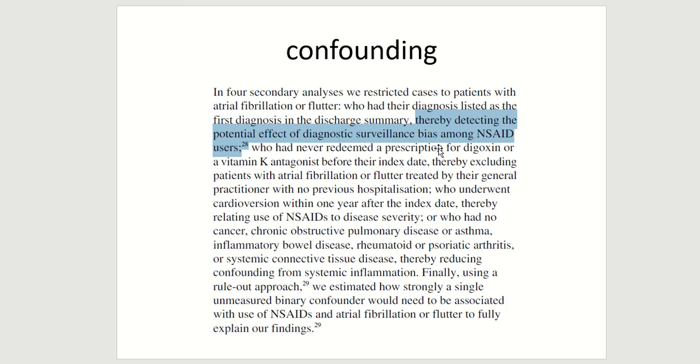So in the article they say, thereby detecting the potential effect of diagnostic surveillance bias among NSAID users. Maybe I need to read. So for confounding, in 4 secondary analyses, we restricted cases to patients with AFib or flutter who had their diagnosis listed as deferred diagnosis in the discharge summary, thereby detecting the potential effect of diagnostic surveillance bias among NSAIDs. So one of the potential biases is surveillance bias, which we did not address. However, the authors in this article decided to address it, and the point is they're doing a good job, really.